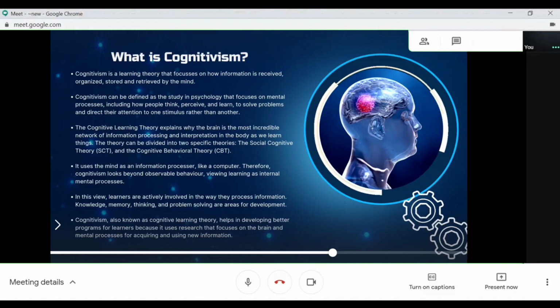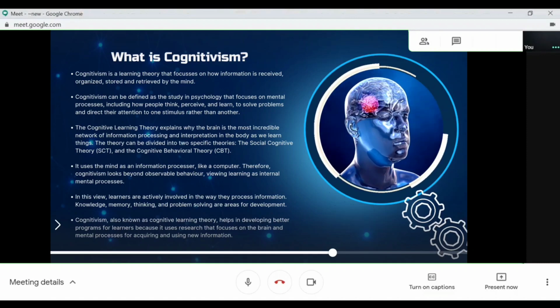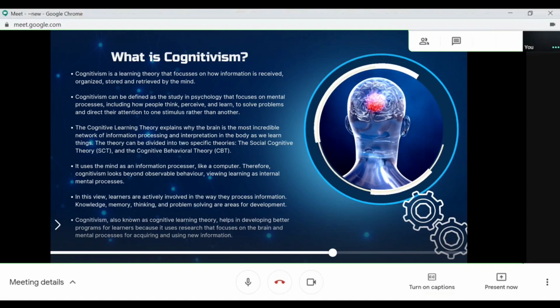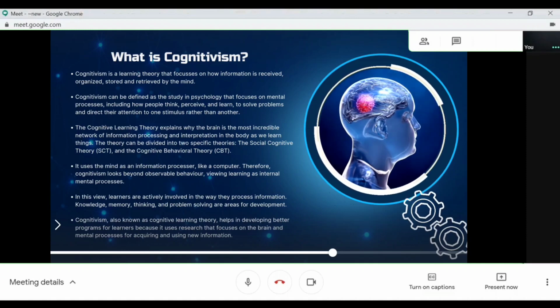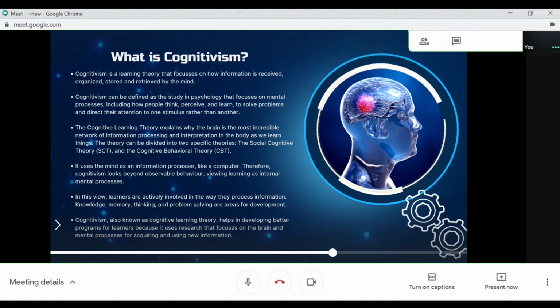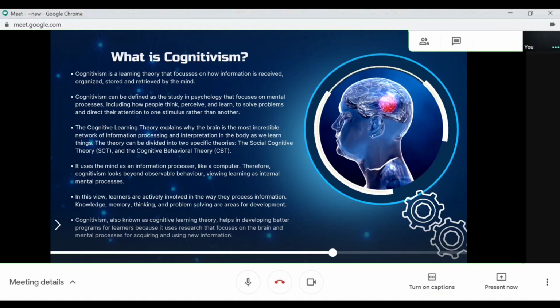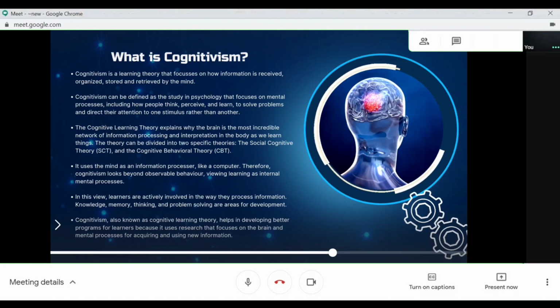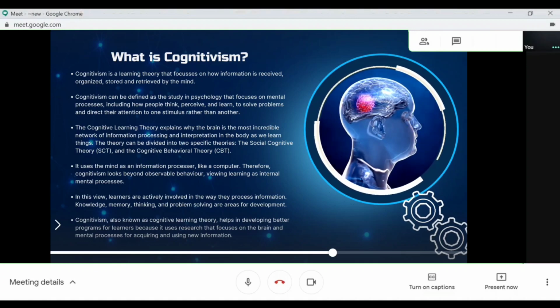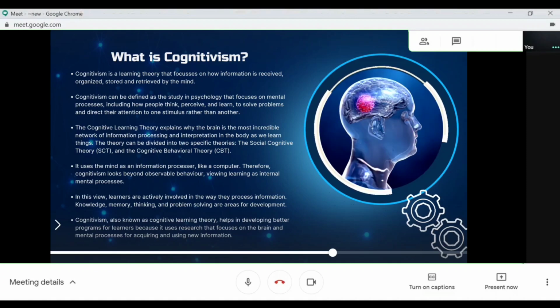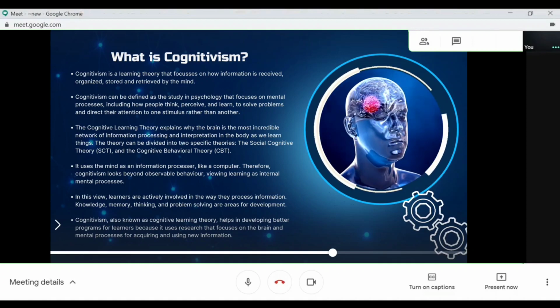What is cognitivism? Cognitivism is a learning theory that focuses on how information is received, organized, stored, and retrieved by the mind. Cognitivism can be defined as the study in psychology that focuses on mental processes, including how people think, perceive, and learn to solve problems and direct their attention to one stimulus rather than another. Okay, so the cognitive learning theory explains why the brain is the most incredible network of information processing and interpretation in the body as we learn things.